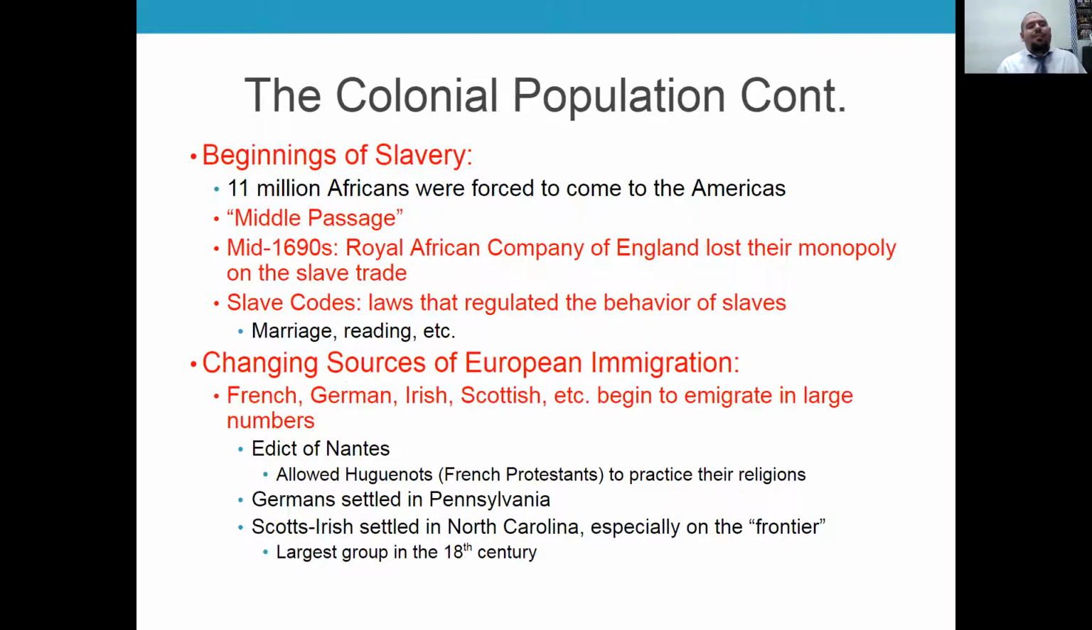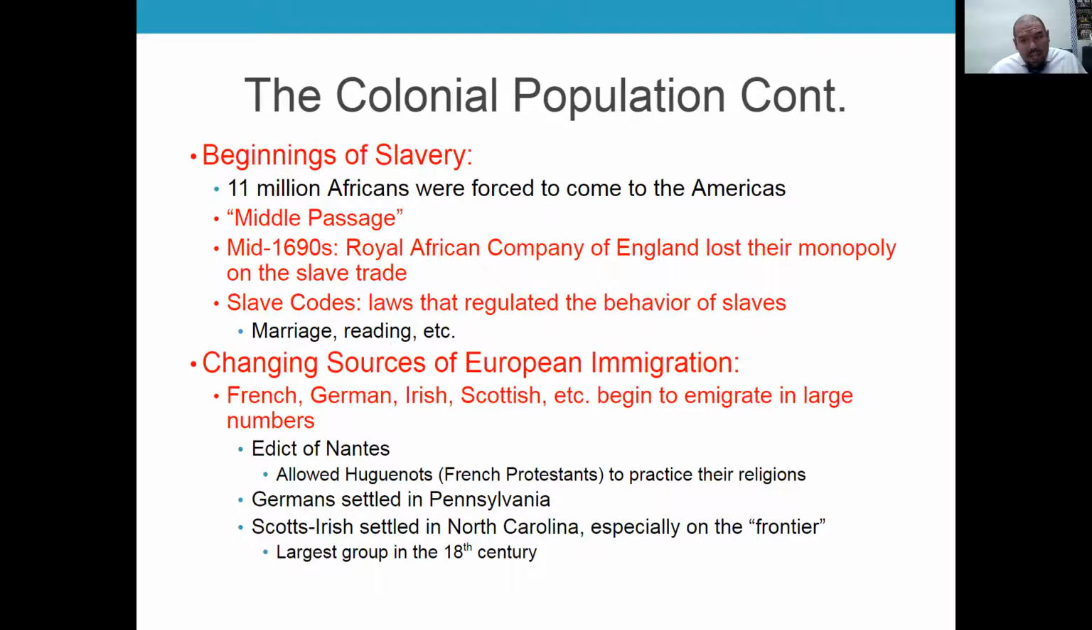All right, so beginnings of slavery. Over 11 million Africans were forced to come to the Americas. And that might just be an understatement. There's probably a lot more, if you consider the ones that went down to South America and even the Caribbean.